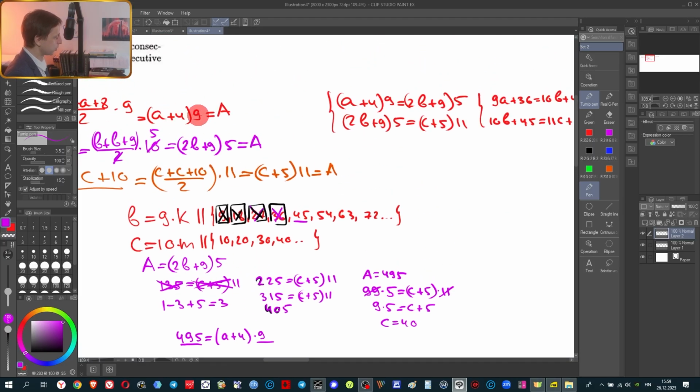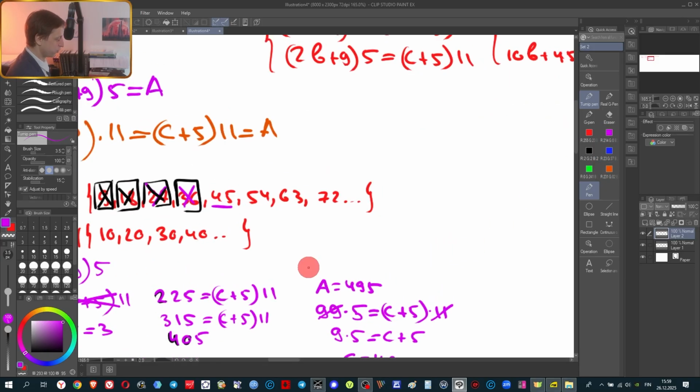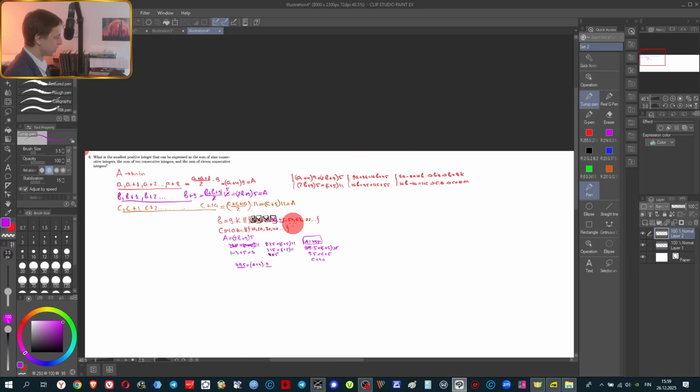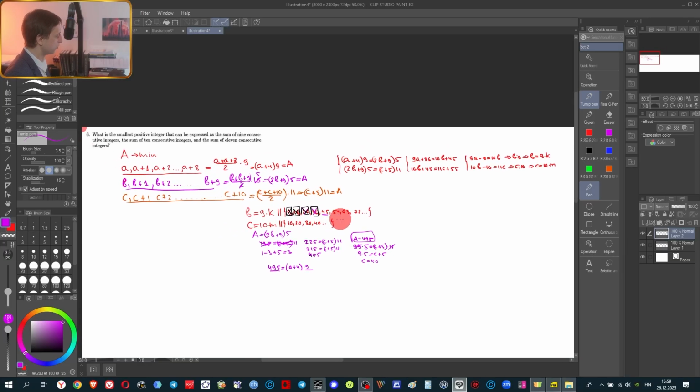Therefore, all these three representations are possible for some integer numbers a, b, and c, and therefore the minimal value of a that we found is 495, and it is a correct answer for this problem. And now it's fully solved, and we are going to the next one.